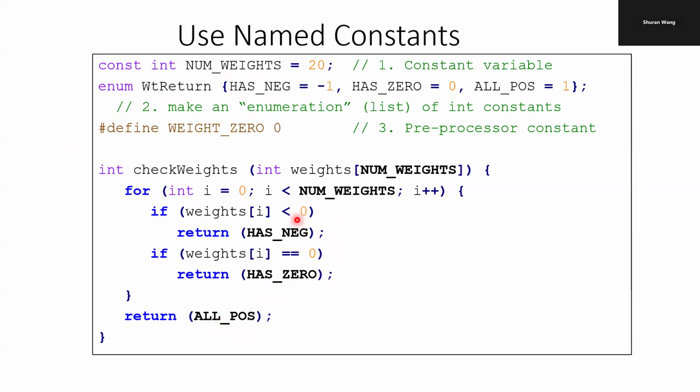So then it's very easy to read what we are returning in this case. If we are getting a negative value, we're returning has negative. If we are getting a 0, we're returning has 0. And if we got through the for loop and we got to the return, we're returning all positive. So we have 3 ways to make constants, and all work. For our milestones, please use those and not magic numbers.